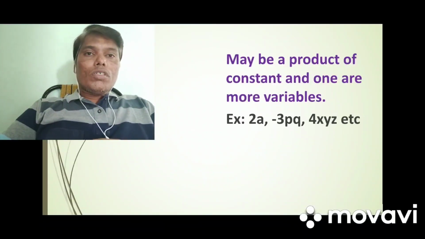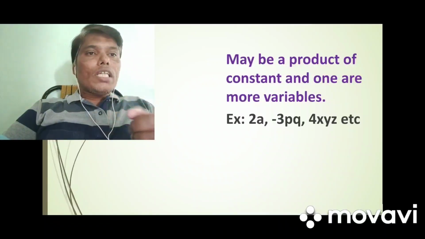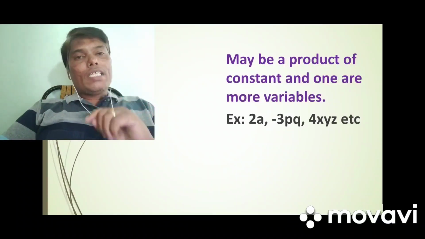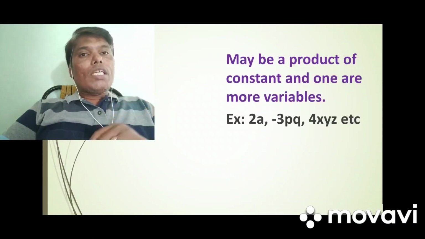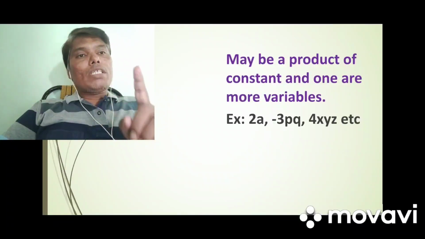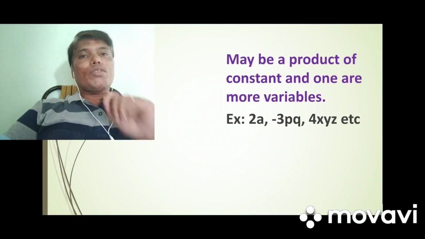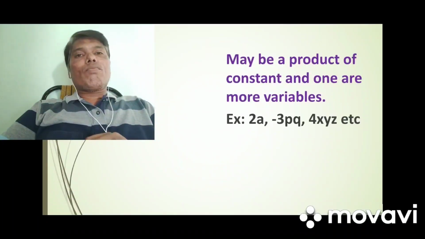A term may be the product of a constant and one or more variables also. For example, see 2a, it is the product of constant 2 and one variable a. Let us see the next example, minus 3pq, it is the product of constant minus 3 and two variables p and q. Next example you observe, 4xyz, it is the product of a constant 4 and three variables x, y, z. So the product of a constant and one or more variables is also treated as a term. These also come under algebraic terms as they have variables.